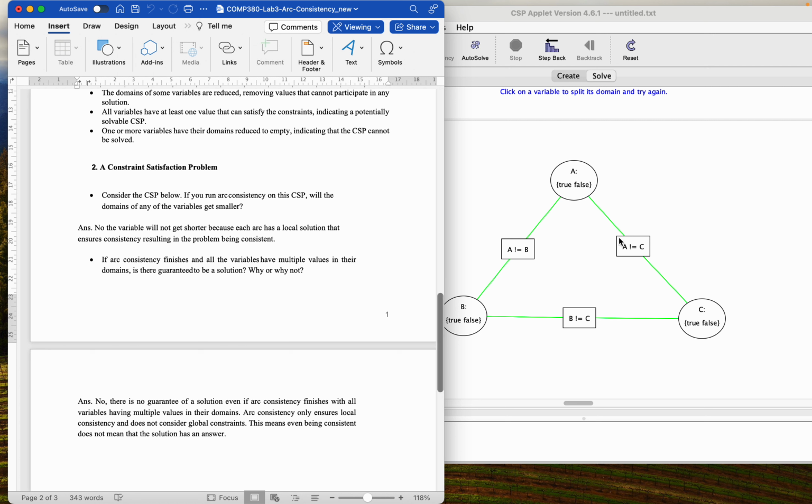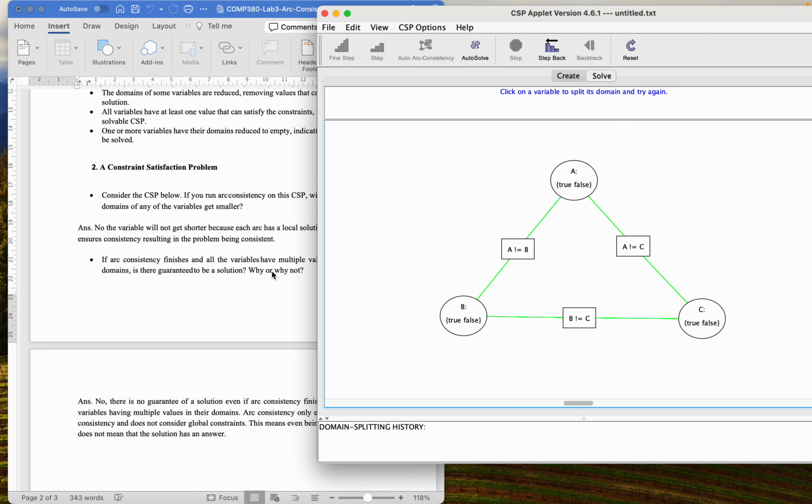So consider the CSP below, which is this one, and if you run arc consistency on this CSP, will the domains get smaller? No, it will not, because when we are running the arc consistency test, we are checking if there is a certain value in the domains that matches. For example, for each of a and b, there is a certain value which satisfies this specific constraint. So after seeing this CSP problem, I can see that there is a value in each of these variables that satisfies the specific constraint laid between each of them.